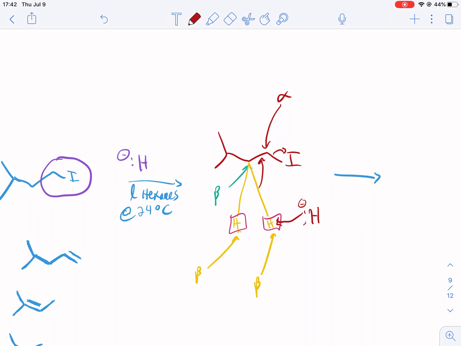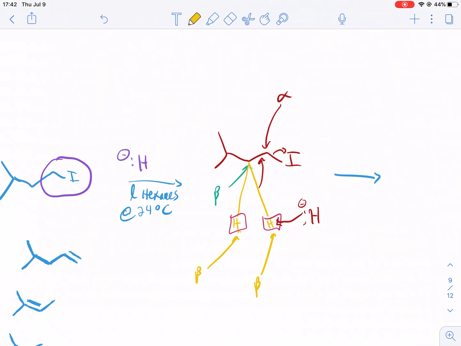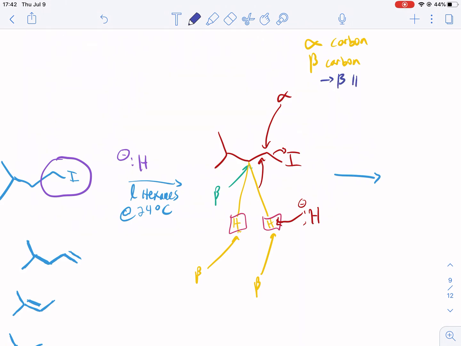But how does elimination work? Well, this is how it works. When you think elimination, you think these two terms: alpha carbon and beta carbon. The alpha carbon is the carbon that is bearing the leaving group. The beta carbon is a carbon that's connected to the alpha carbon. Another important piece about the beta carbon is that on the beta carbon, you have beta hydrogens.